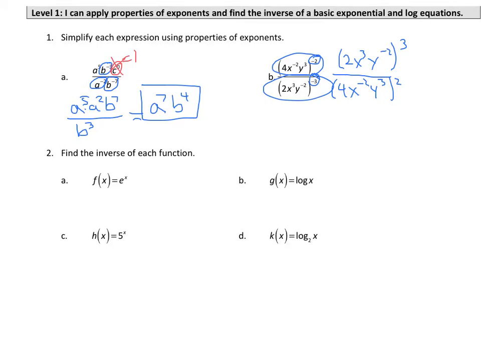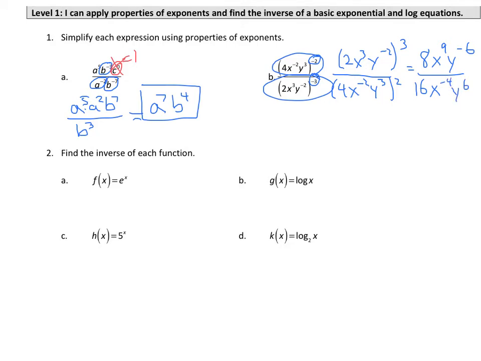Now I'm going to raise everything inside on the top to the 3rd power. So 2 to the 3rd is 8. I multiply the powers when I raise a power to another power, and we get x to the 9th, y to the negative 6th. On the bottom, everything is raised to the 2nd power. 4 squared is 16. We get x to the negative 4, y to the 6th.